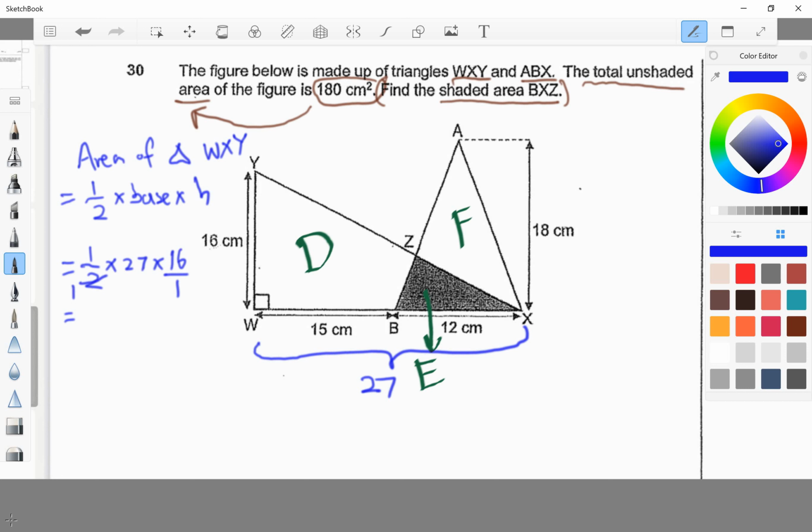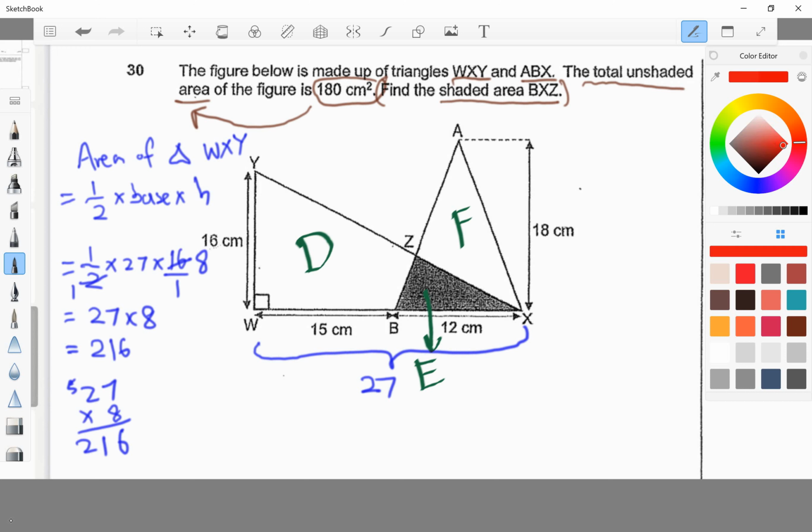So 2 divided by 2 is 1, 16 divided by 2 will be 8, and I'll end up doing 27 multiplied by 8. Given that in the exam we can't use a calculator, I have to show my working. So 27 multiplied by 8: 8 times 7 is 56, and the next step, 8 times 2 is 16, plus 5 is 21. So it's 216.